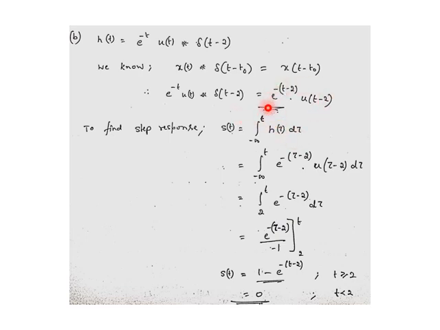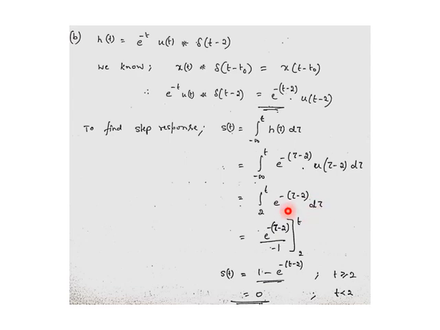Substitute for h of tau, which is now in terms of the exponential and the unit step function. This unit step function is defined only from 2 to infinity. So if u of tau minus 2 is replaced by 1, I have to take the range from 2 to t with e to the power minus (tau minus 2) d tau.